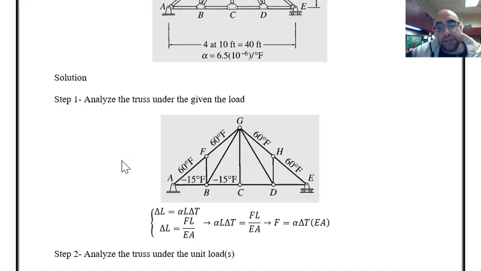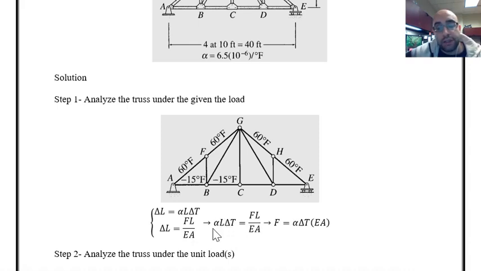Now, for analyzing this, I have to know the forces in the members, right? Based on the basic knowledge that we have in physics from high school, I believe, we know that the change in the length when we change the temperature is equal to alpha L delta T, right? We also know that based on the mechanics of material for axial members, the change in the length when we have some force in the member is equal to FL over EA. Putting these two equal to each other, alpha L delta T is equal to FL over EA.